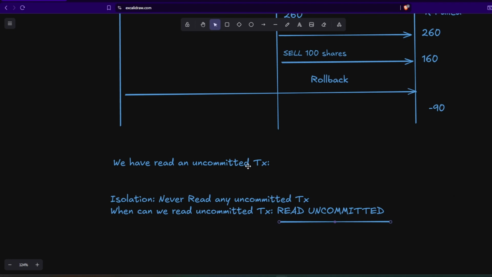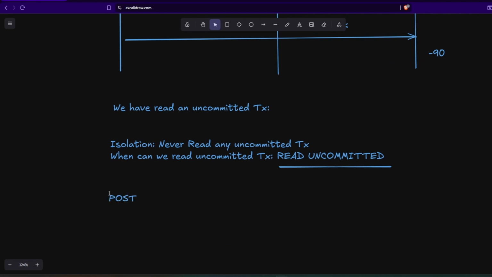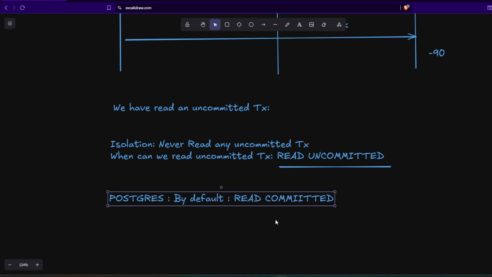Now that we understand the first principle of isolation, please remember this: read uncommitted is not used anywhere in the industry. In my experience, I have never seen it. Even PostgreSQL by default never allows two transactions to read each other's uncommitted data. If I take PostgreSQL, by default its isolation level is read committed. That means only if my transaction has a committed data point, or a committed transaction point, can the other transaction read that particular data.